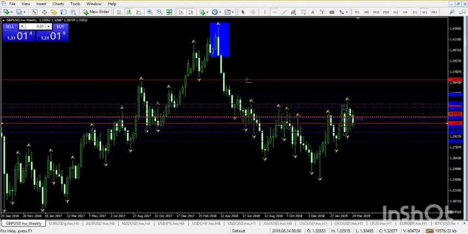So where is our pivot here? It's right here. We have one pivot there and another one at this area. So look at this candlestick here. That is our 50-50 candlestick.